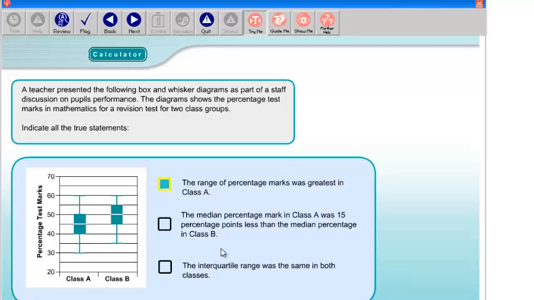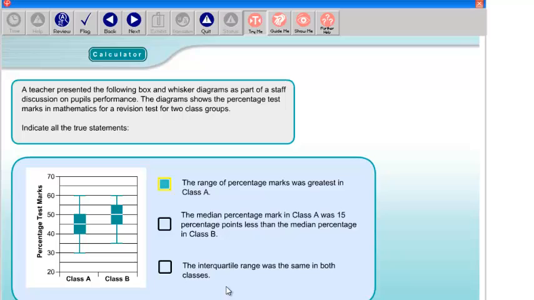Statement 2, the median percentage mark in class A was 15 percentage points less than the median in class B. Well, let's have a look at that. The median for class A was 45 with this white line, and for B it was only up to 50, so that's only a difference of 5, so that's a false statement.